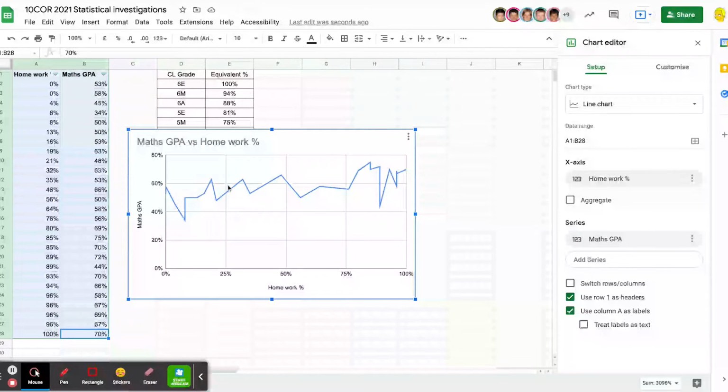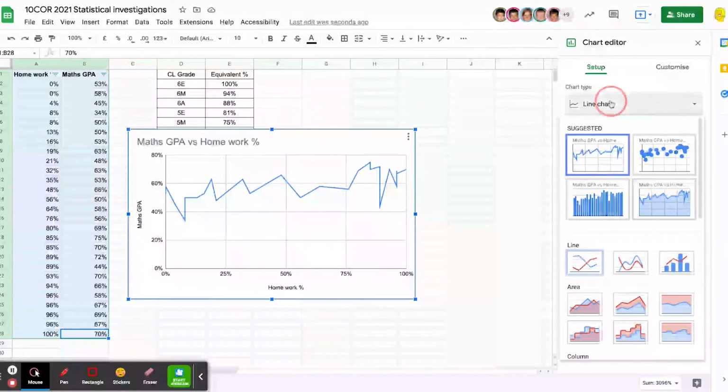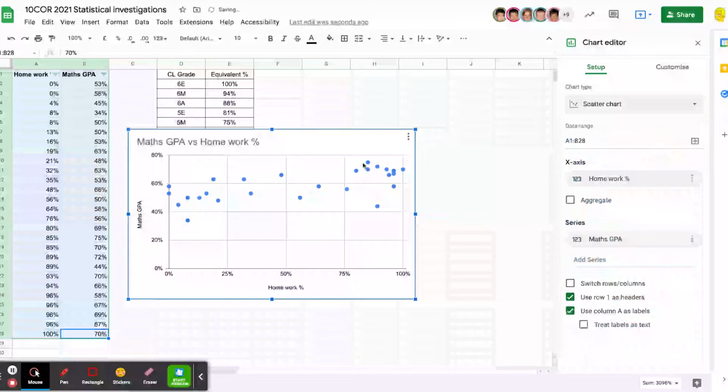Now, a line graph here doesn't really make sense. We've got to change the graph type to a scatter graph, and that gives it a dot for each of the data points. But you can see here that the scale of the Maths GPA starts at 0 and goes all the way to 80.